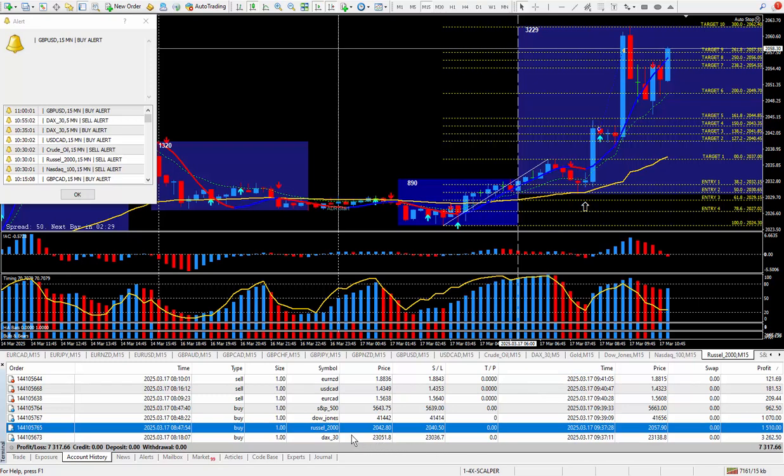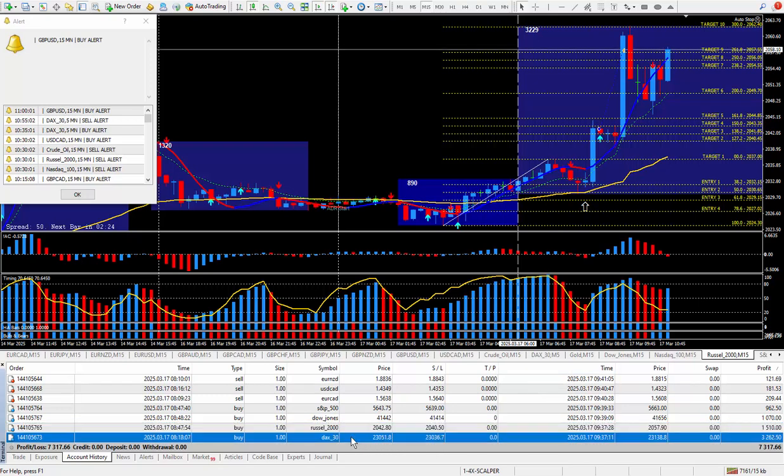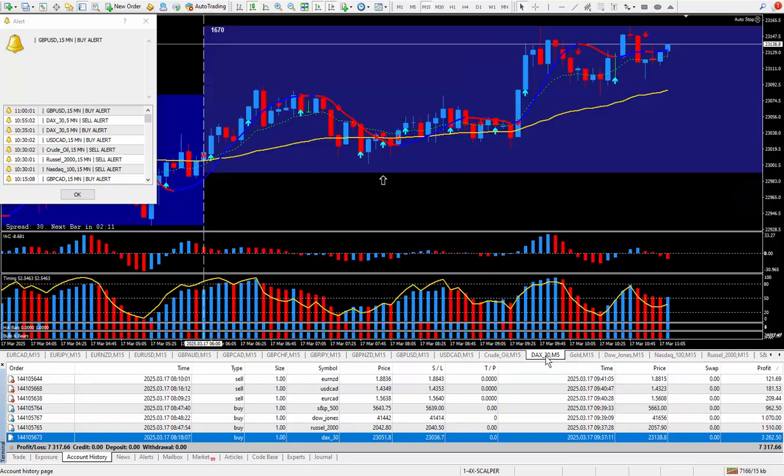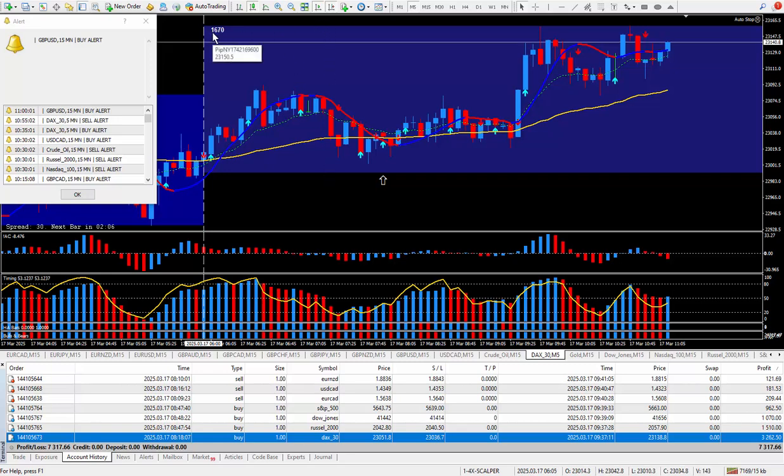Okay, moving on to the last trade, DAX 30. Love trading the DAX 30. Now it only pays $3.75 for each tick, but as you can see within this blue box, there's a number. From the bottom of the box to the top is 1,670.